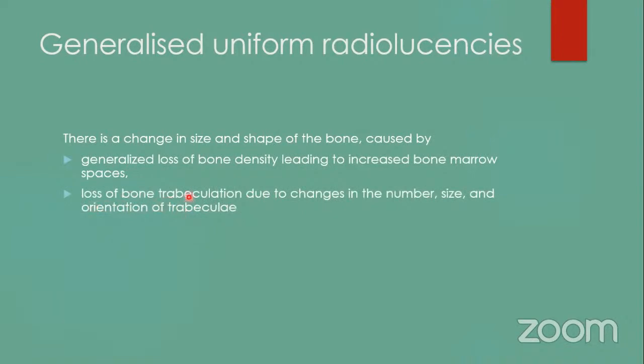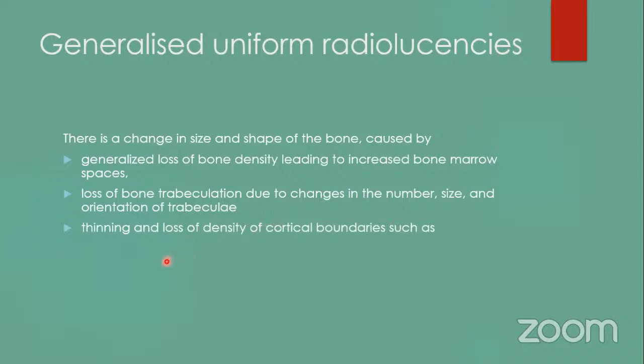You lose the bone trabeculation due to changes in the number, size, and orientation of the trabeculae. So the trabecular bone will become fewer. If you lose the secondary trabeculation, then the primary trabecular bone can become longer. The trabecular bone can also become thinner because it's losing bone. So they become fewer, they will look longer, and they will look thinner.